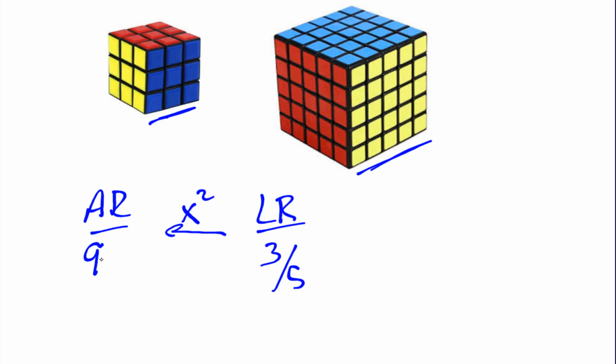So if I square that, that becomes 9 over 25. That's going to be my area ratio. If I wanted to go back, I could by square rooting. The square root of 9 is 3. Square root of 25 is 5.